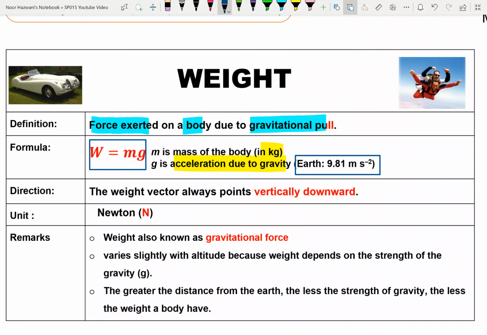Okay, and then macam mana direction? Okay, kalau directions of the weight dia memang fix. Dia always vertically downward. Okay, yang ni memang dia tak akan berubah lah. Mesti dia memang akan sentiasa ke bawah. Okay, and then unit dia mestilah Newton. Okay, selain daripada weight, okay, kita panggil dia sebagai gravitational force. Another words of weight is gravitational force. So, jangan confuse lah. Weight and gravitational force adalah dua benda yang sama. Cuma nama je berbeza. Okay?